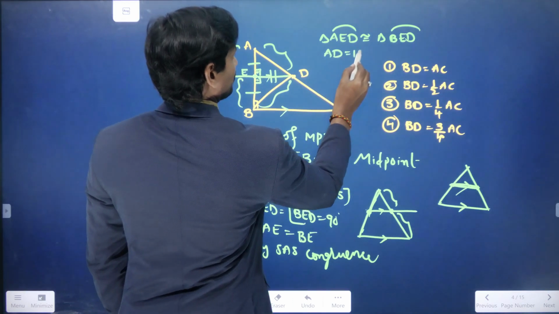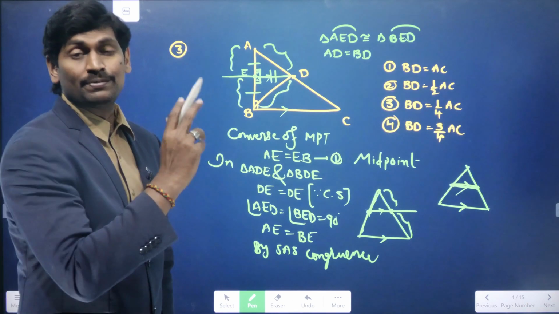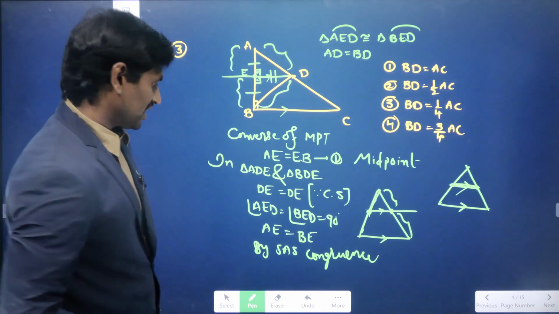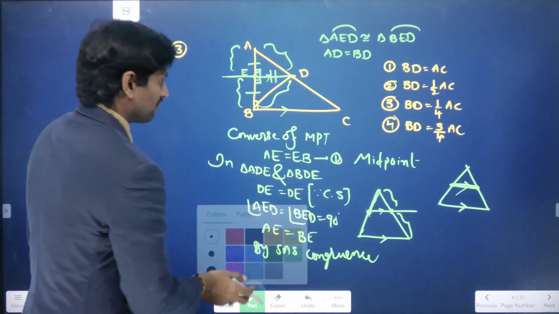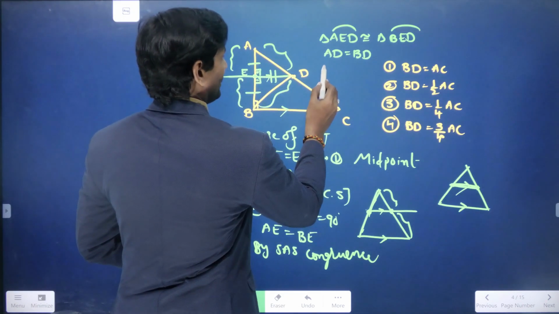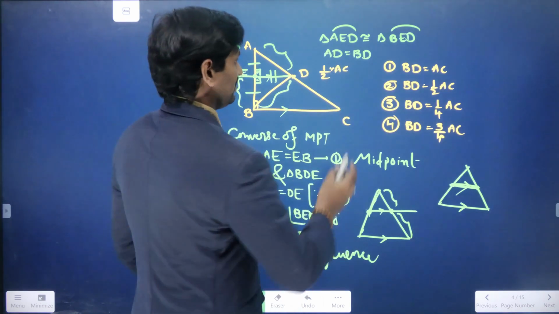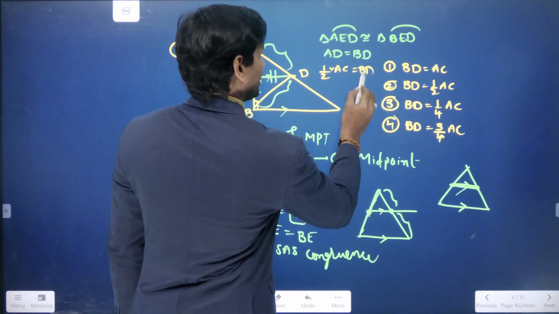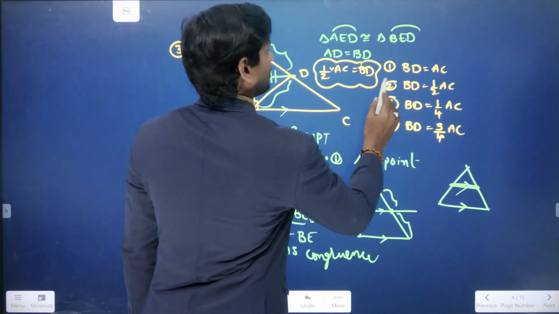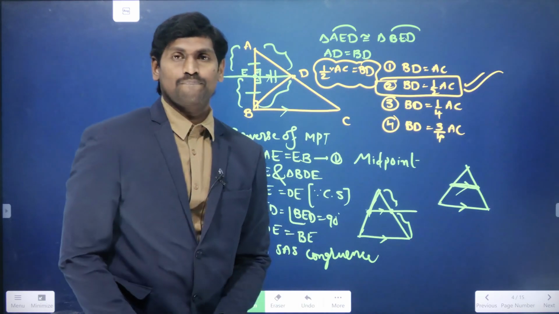AD length equals BD length. Am I right? By CPCT, corresponding parts of congruent triangles. So from that we already know D is the midpoint of AC. That means we can write AD as half of AC, which equals BD, equal to half of AC. So the second option is the correct one.